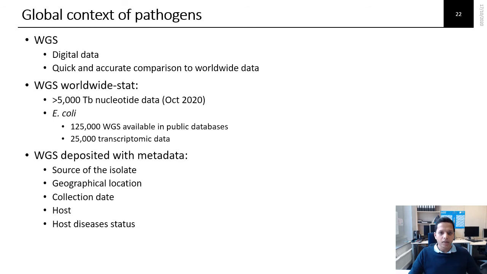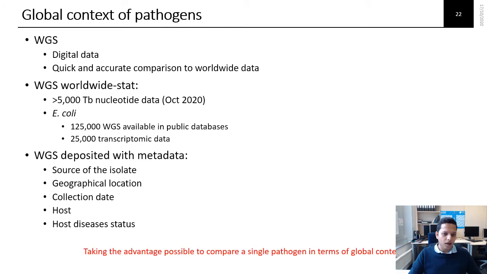Now this can be studied based on the whole genome sequence, and we can try to trace where this organism is coming from at a global perspective. As we have a genome, this gives an opportunity to understand where your pathogen is coming from. Looking at the whole genome sequence data, it's digital data, and you can make a quick and accurate comparison to the worldwide data.